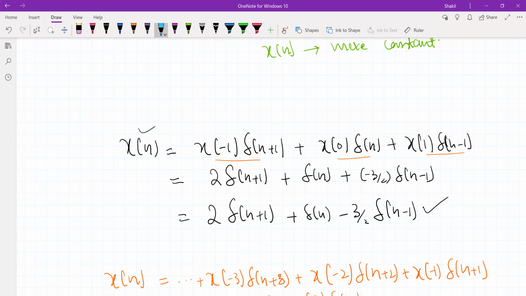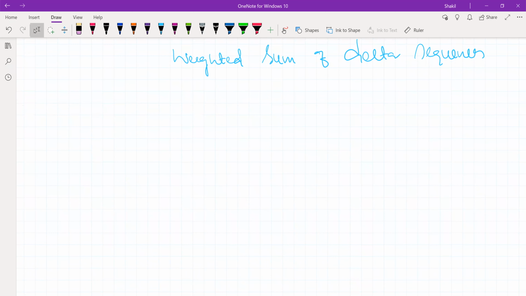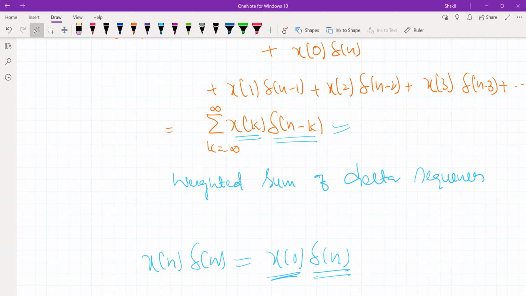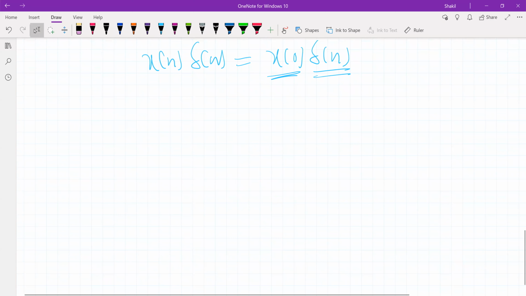Once you multiply x of n with any delta, for example x of 0 delta n, now delta n is the sequence, and x of 0 is merely a constant. So please have a look at this sum. This simply means you have expressed x of n in terms of delta sequences, and this is a weighted sum. And what's the weight? Weight is x of the nth value, which we have written here as k. All right. So I hope this is clear. This is how we express any sequence in terms of delta sequences.